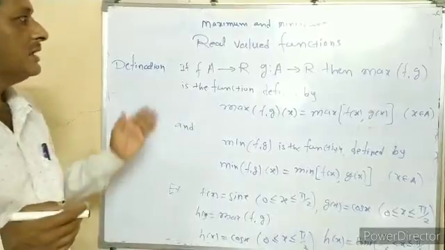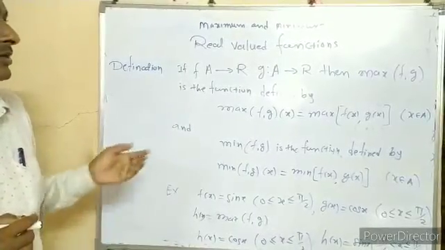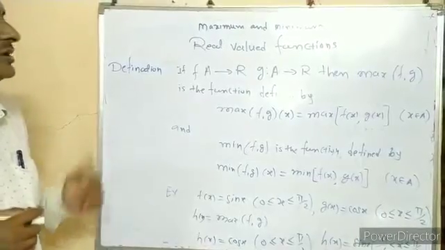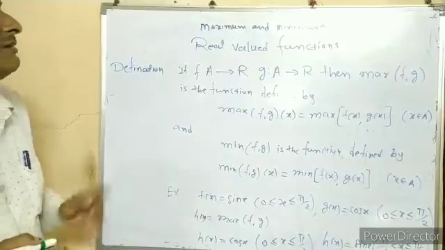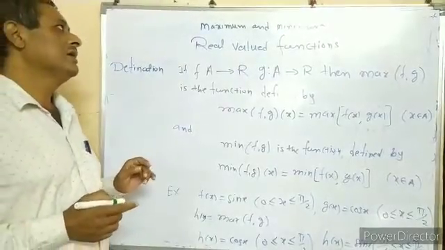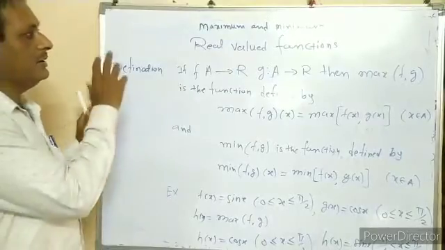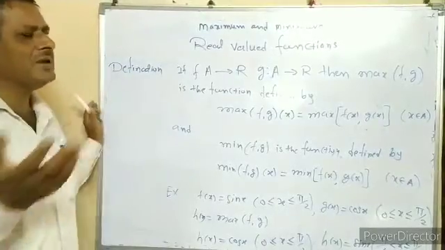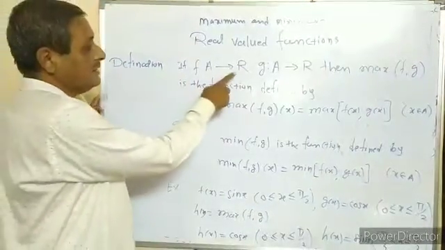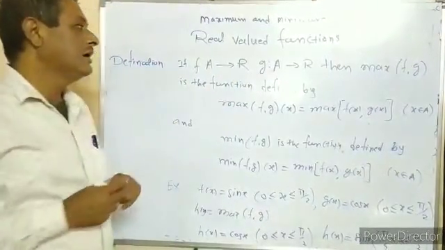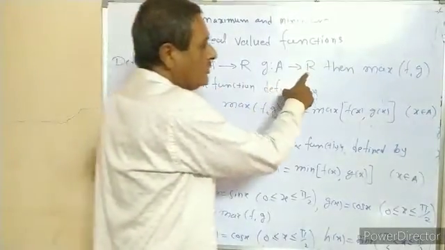We have seen addition of two real numbers, subtraction, product, and quotient of two real numbers. Now we see more functions: maximum and minimum valued real valued functions. If we have two functions, or you can consider the mod function also, here it is given that the codomain is the real numbers, and here also the codomain is the real numbers.